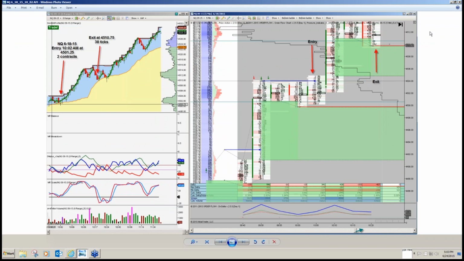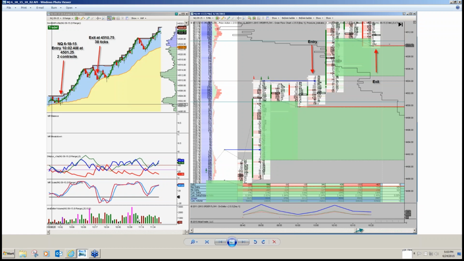Okay, my second trade was on the NQ. It was taken last Thursday. It was a long for 2 contracts. I entered at the first HBA, which is over here, at 10:02 a.m. at 4501.25. My confirmations were the green delta on the order flow chart, and then I have other confirmations on the VWAP or the 8 range chart, which would be the DM plus, the MR scale, and the better volume.